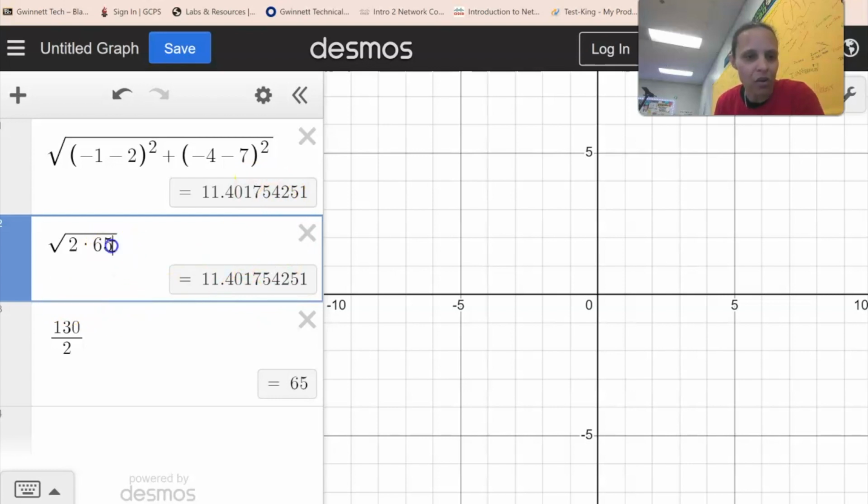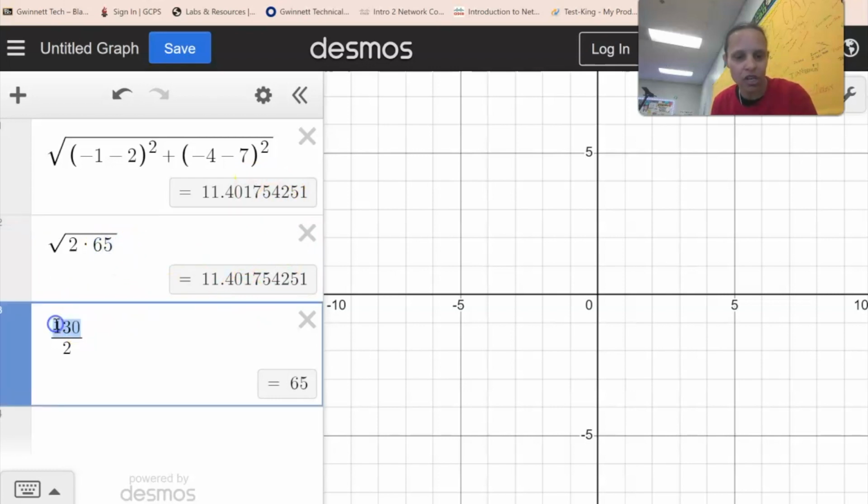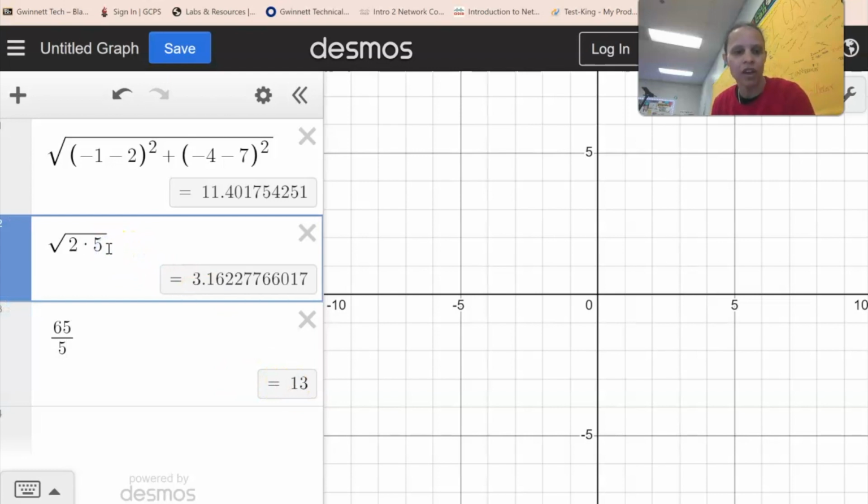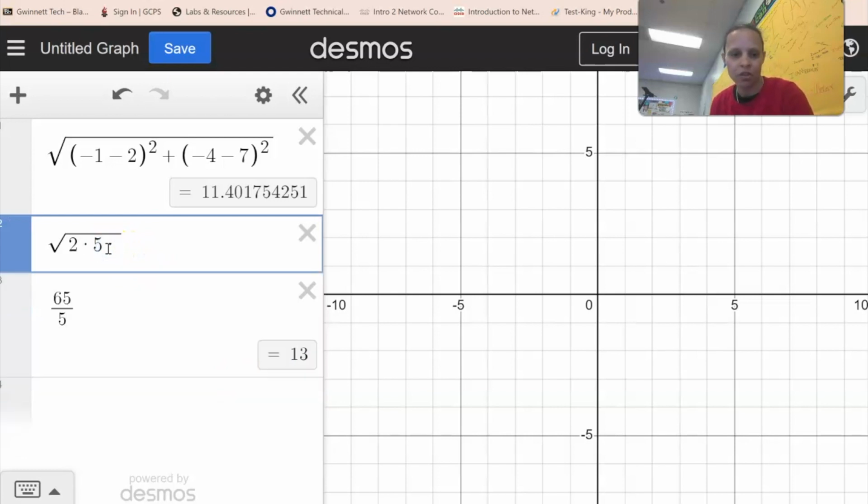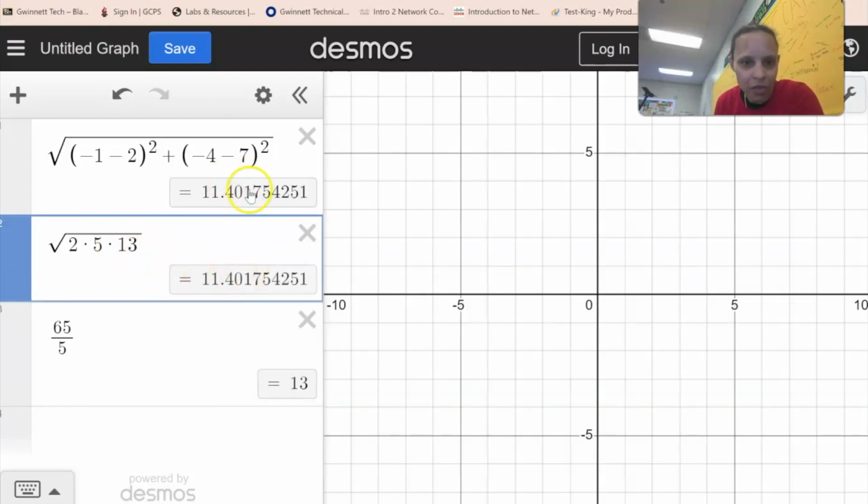So I'm breaking it down. How do I break 65 down? So we're going to check it again. So 65 by 2, that doesn't work. So we're going to check by 3. That doesn't work. We're going to check by 5. That works. So I can replace 65 with 5 times 13. Keep an eye on this number. Did it change? It did not. So it's still good. Can I break 13 down? No, because it is already a prime number.